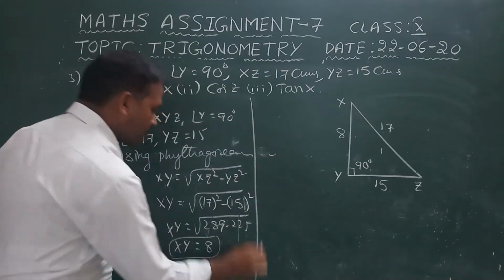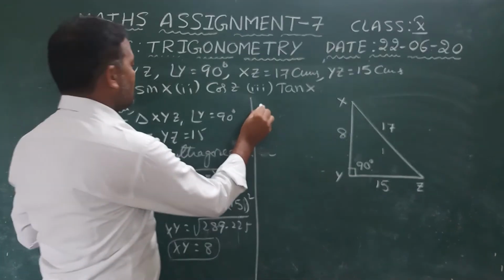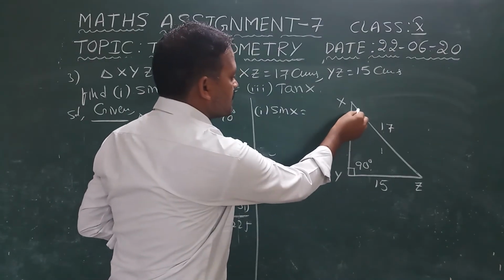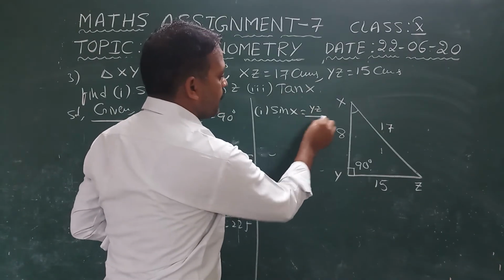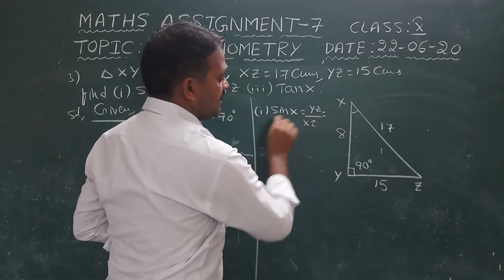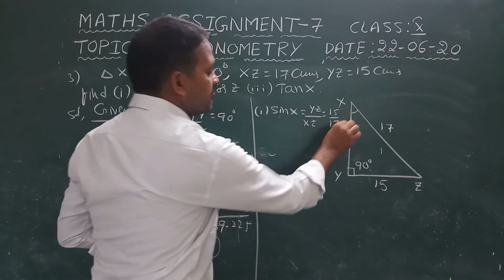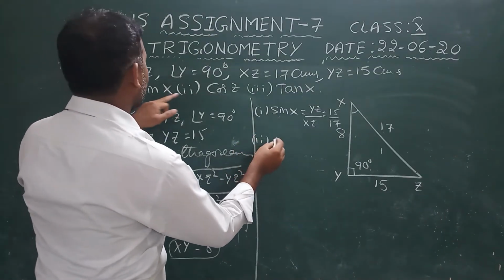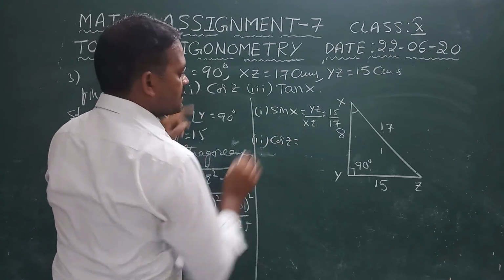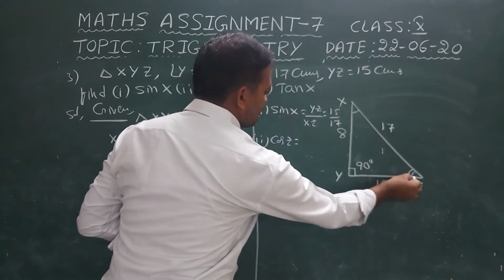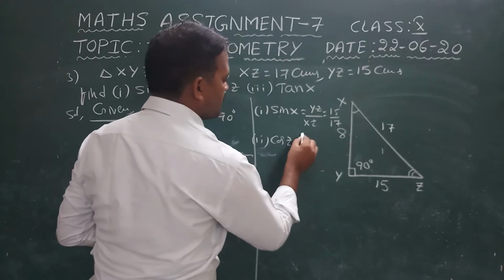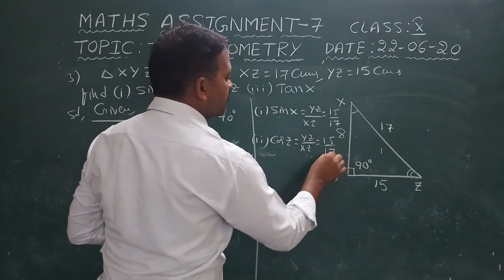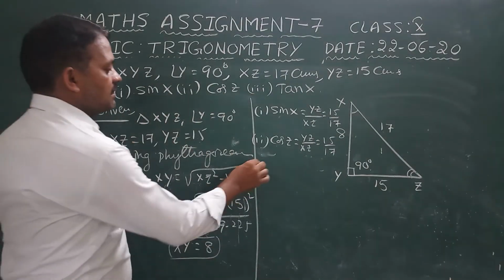So first of all I need to find sin x. Sin x means, here x is the acute angle, opposite side YZ by hypotenuse XZ. That value will become 15 by 17. Similarly, the second ratio to find is cos z. Cos z is equal to, z is the acute angle, adjacent side YZ by hypotenuse XZ, which is 15 by 17.